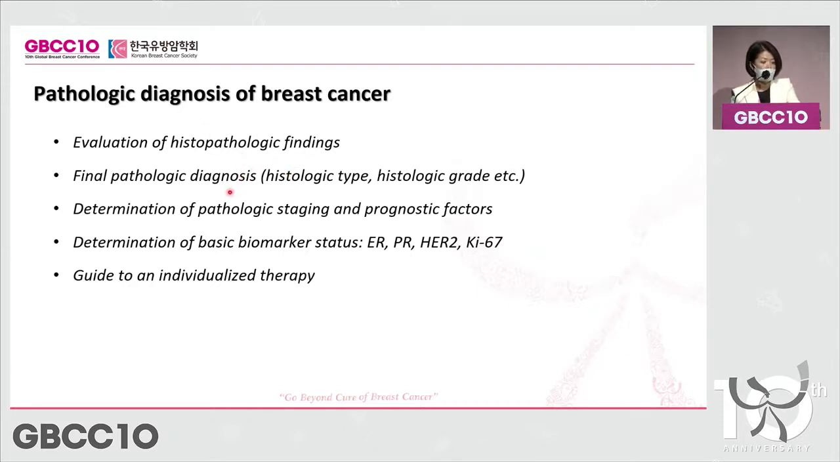So in conclusion, the evaluation of histopathological findings is very important. The final pathological diagnosis allows us to arrive at what histological type and histological grade we find in these cases. And we'll be able to determine the pathological staging and prognostic factors, as well as the biomarker status. All of this will guide you to an individualized therapy for breast cancer treatment.